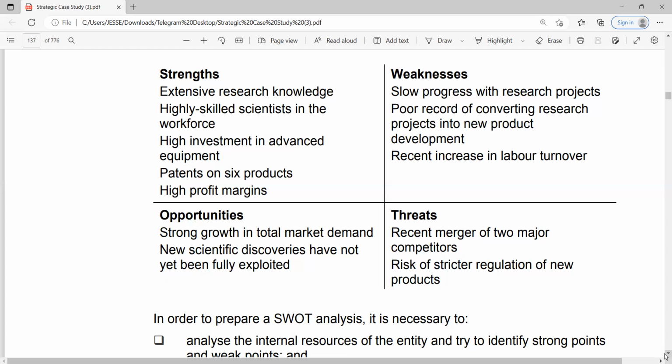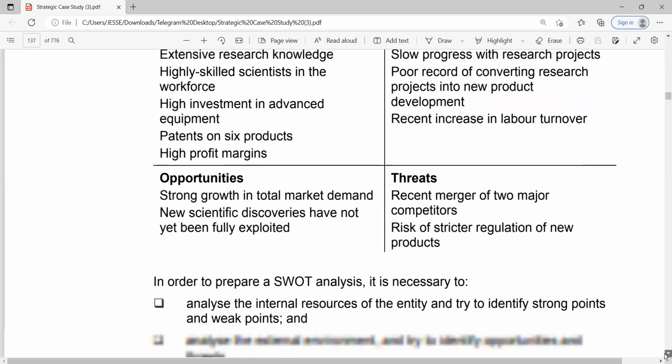Threats could come from competitors. It could come from strict regulations, etc. So this is a simple assessment when it comes to SWOT analysis. Basically, the organization's context and situation would help you to find these strengths, weaknesses, opportunities, or threats.